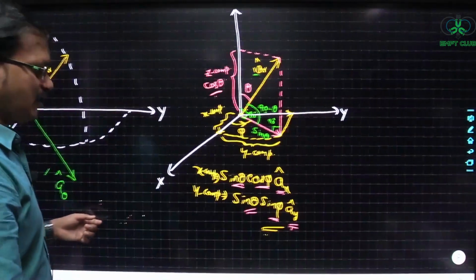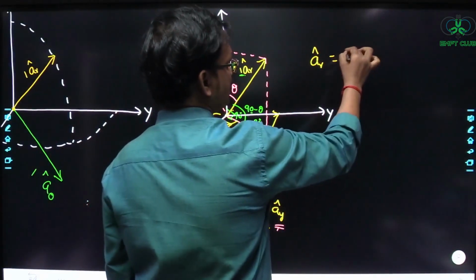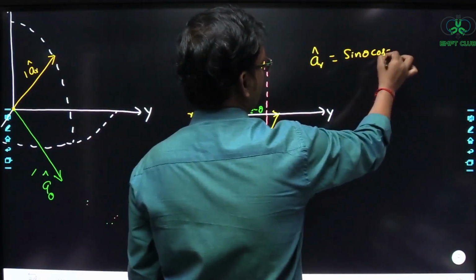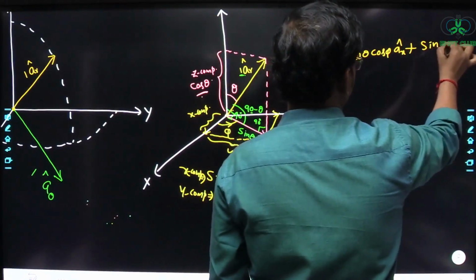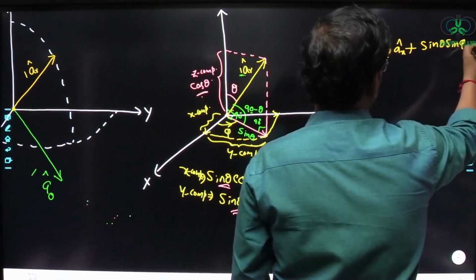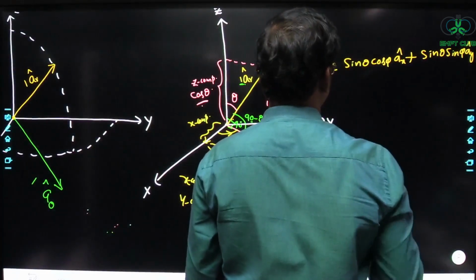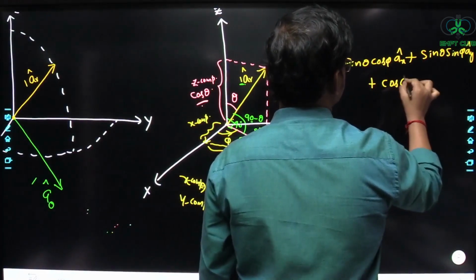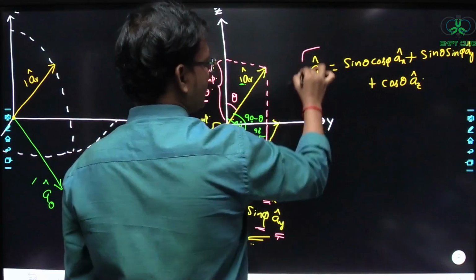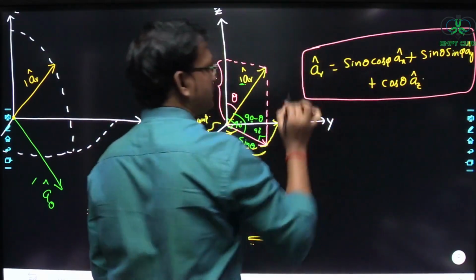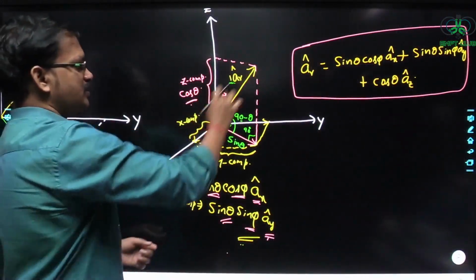So now you can represent AR cap as its x component, sine theta cos phi ax cap, plus sine theta sine phi ay cap, plus its z component, cos theta az cap. So whatever expression we got here, the same expression we got from the first method also. Understood?